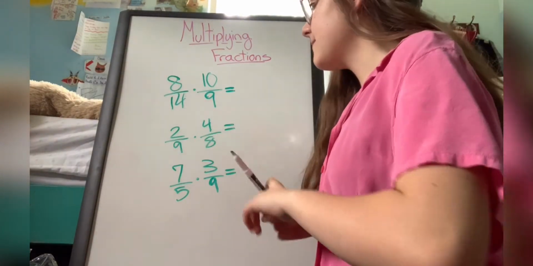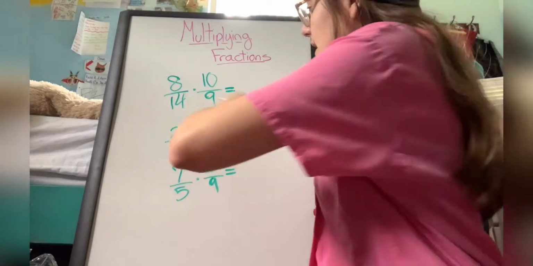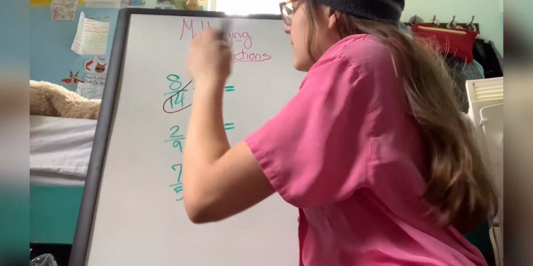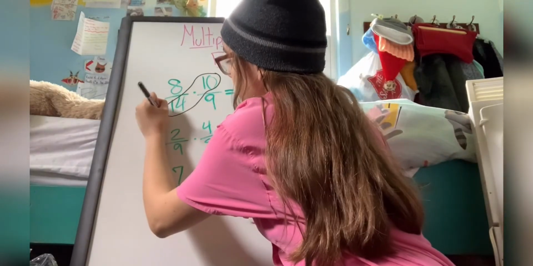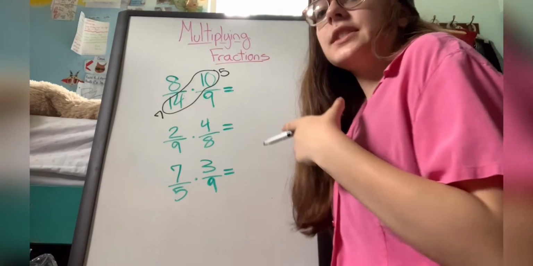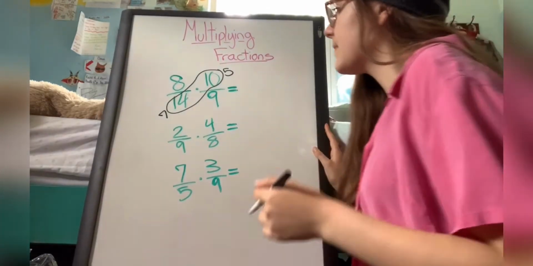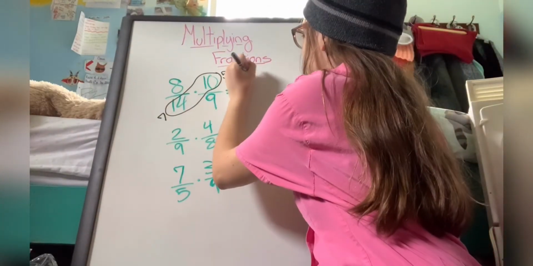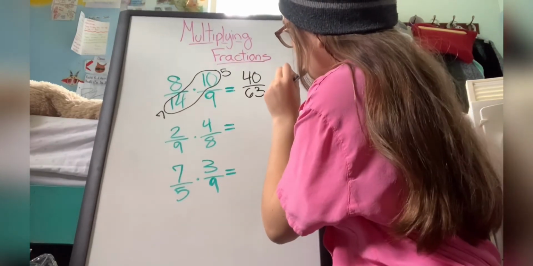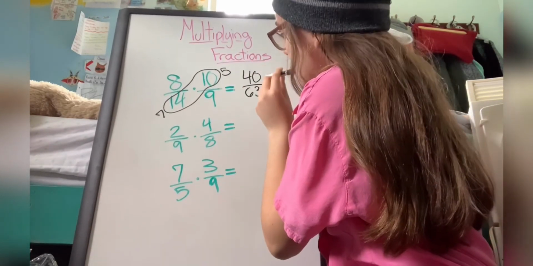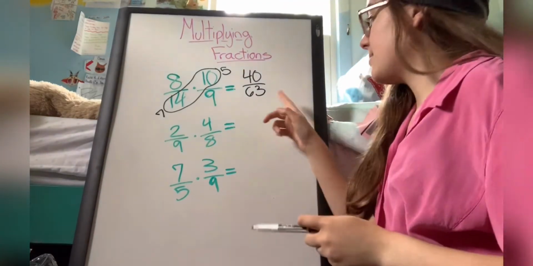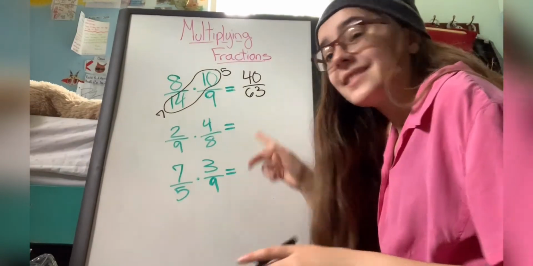First problem, 8/14 times 10/9. I see the 14 and the 10 are both divisible by 2, so I can simplify that to 7 and 5, since 2 times 7 is 14 and 2 times 5 is 10. So I get 40/63rds. If I check, that can't be simplified any further.